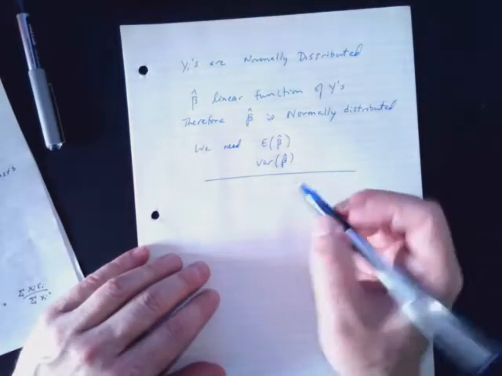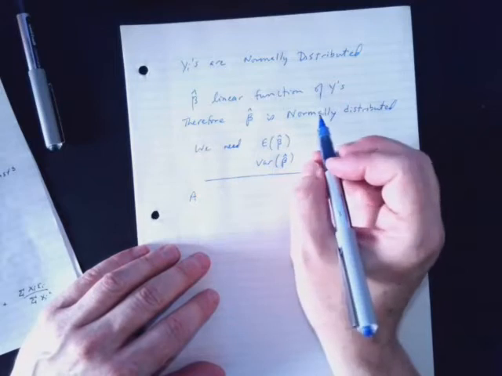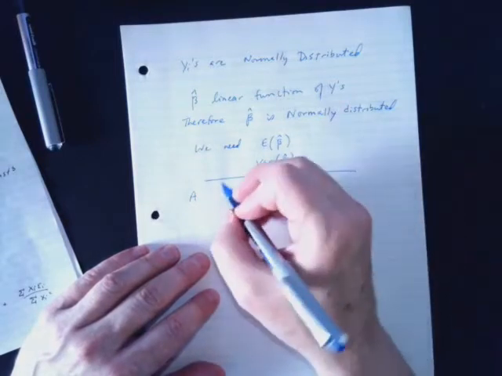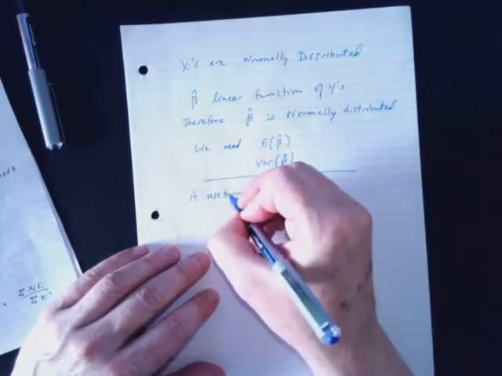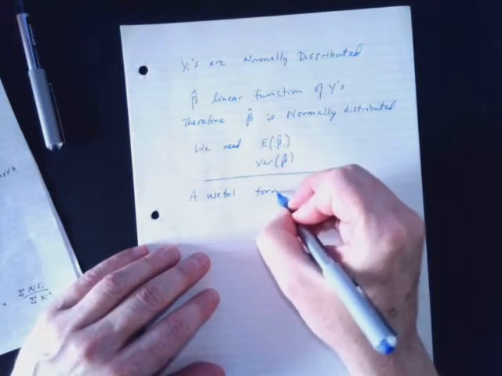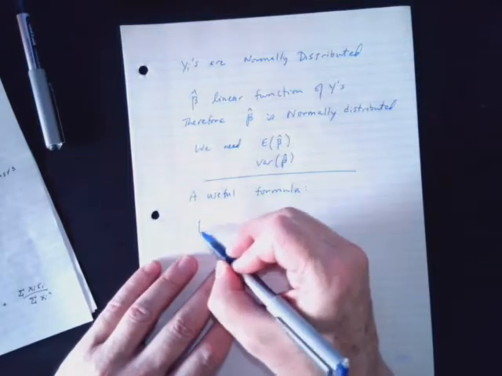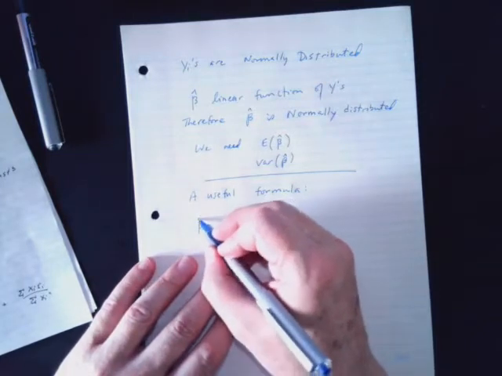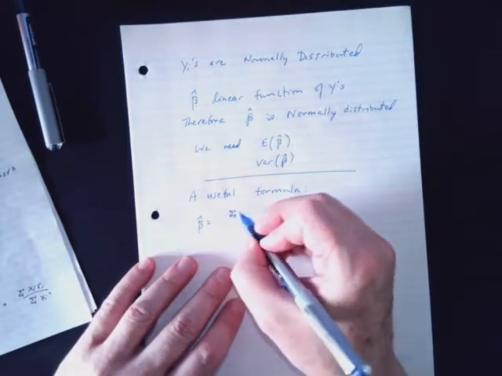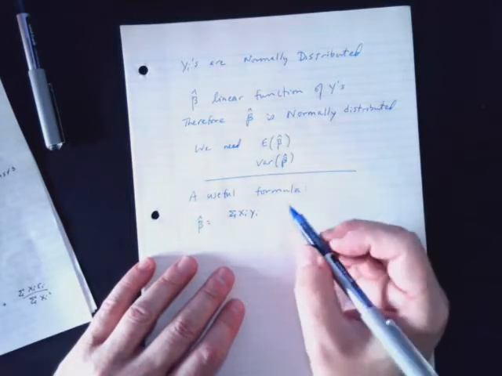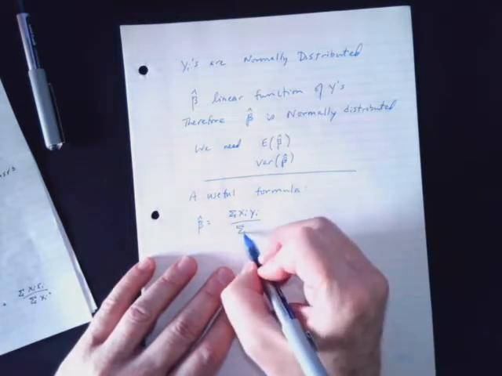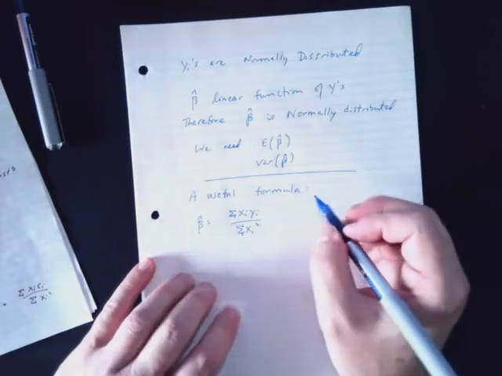So before we figure out the expected value of beta hat, I'm going to show you a useful formula, or a useful decomposition. So beta hat equals the sum of x times y over the sum of x squared.